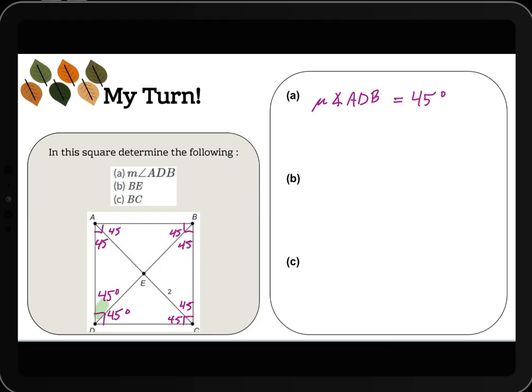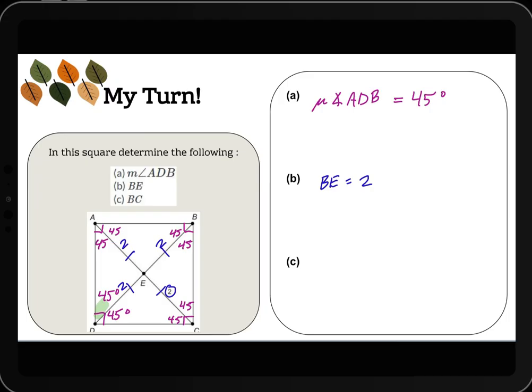Now, for part B, we're looking for the measure of segment B to E. So B to E is this segment right here. We are told that this segment is 2, which means that all of the others are also going to be 2. So BE is equal to 2. The diagonals are congruent and they bisect each other as well. So that means that all 4 of these subsets of the diagonals, the 2 subsets each of each diagonal, are congruent to each other, so their lengths are the same.